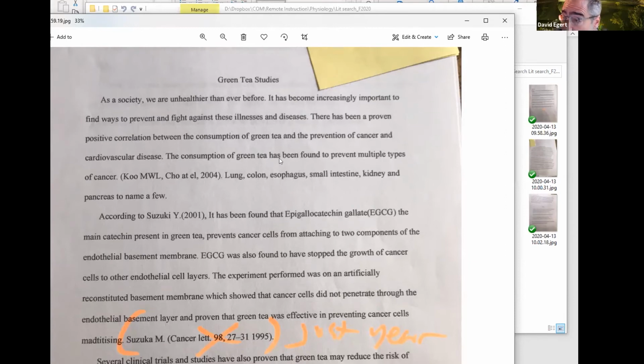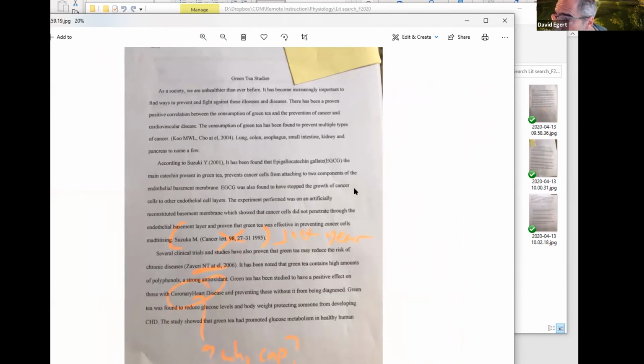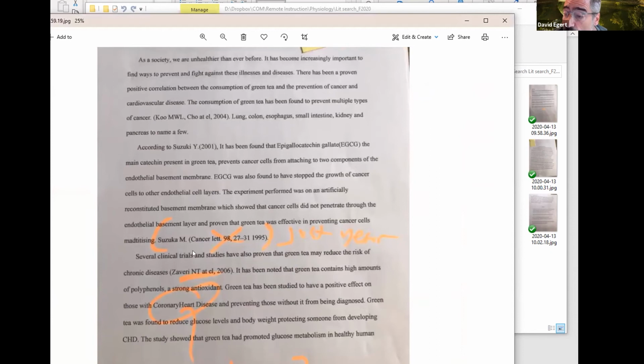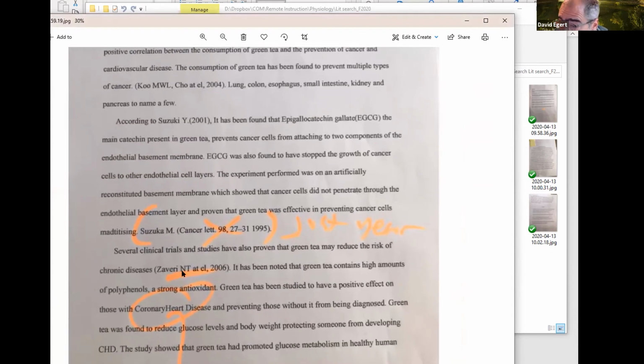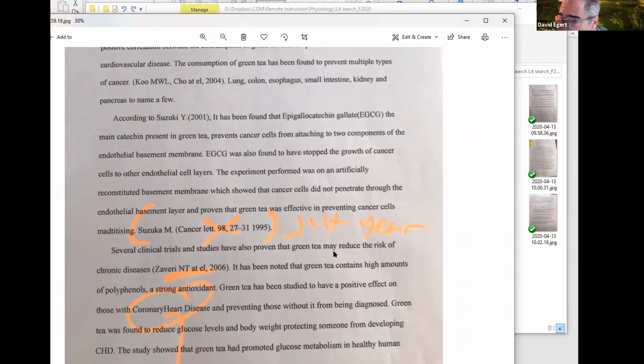So we can look, and it says, Ku, Cho, et al. 2004. Then, if I go into their list of references, they would have the full reference there. But several clinical trials and studies have shown that green tea may reduce the risk of chronic diseases, Zaveri et al. 2006. So this would be a study by this Zaveri from 2006 that they got this information from.